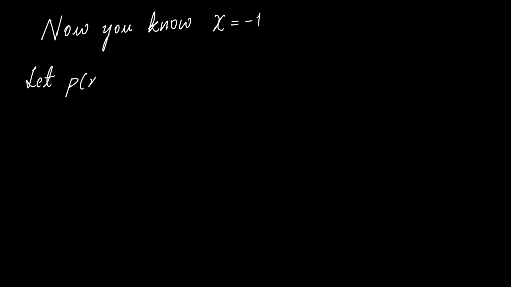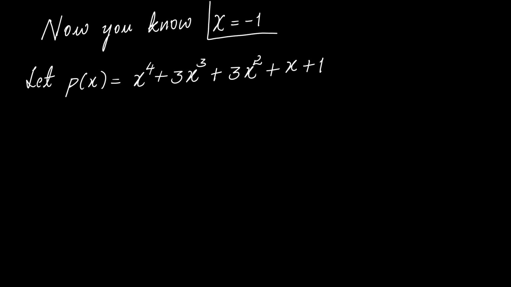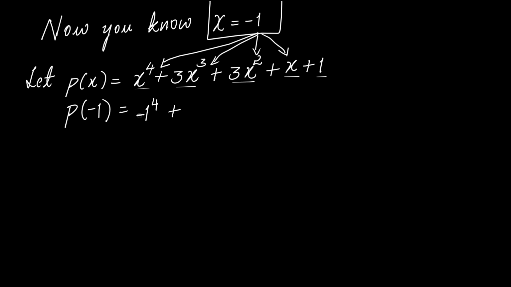Now you know x is equal to minus 1. So, in this given polynomial expression x to the power 4 plus 3x cube plus 3x square plus x plus 1, we are going to substitute this minus 1 inside this x. Wherever you see x, you have to replace it with minus 1. So now the expression becomes p of minus 1 is equal to (minus 1) to the power 4 plus 3 times (minus 1) to the power 3 plus 3 times (minus 1) to the power 2 plus (minus 1) plus 1.